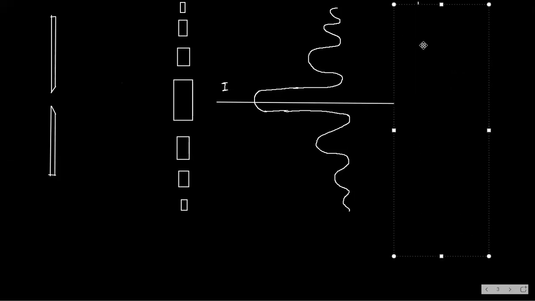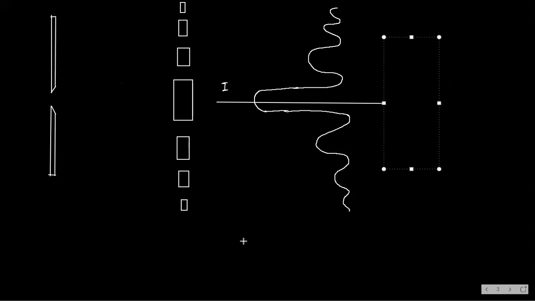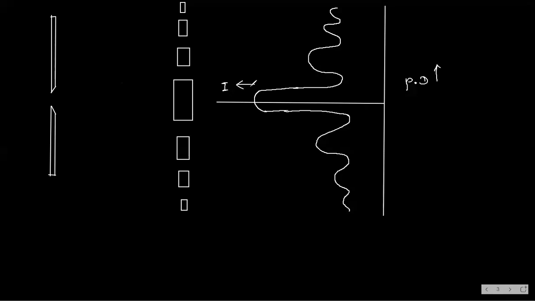This graph is clear. Yes, no? Even from this diagram also you will understand how the intensity decreases from the central bright fringe. Okay, clear? Yes, finish drawing this diagram.